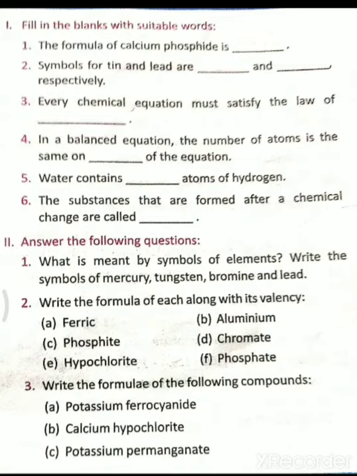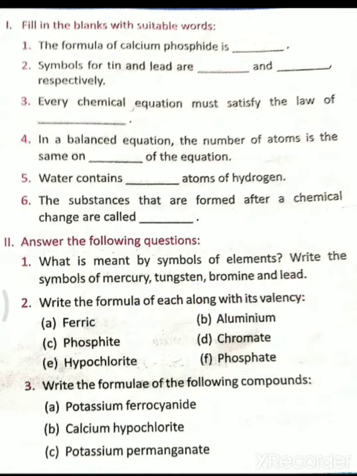Then write the symbols of mercury, tungsten, bromine and lead. And the symbol of mercury is what? Hg, that is according to the Latin name. Then tungsten is W, the Latin name is Wolfram. Then for bromine you know that is Br, and for lead that is Pb.